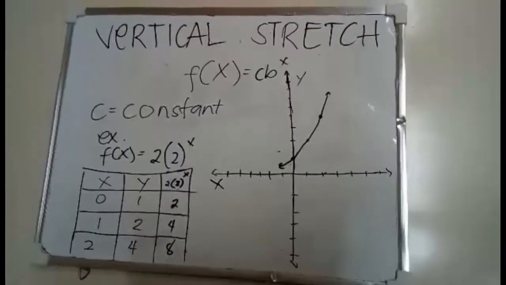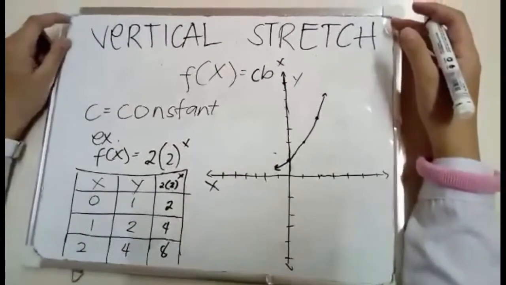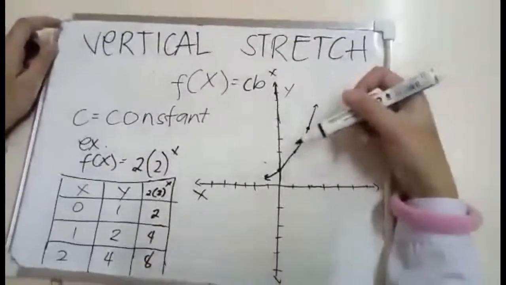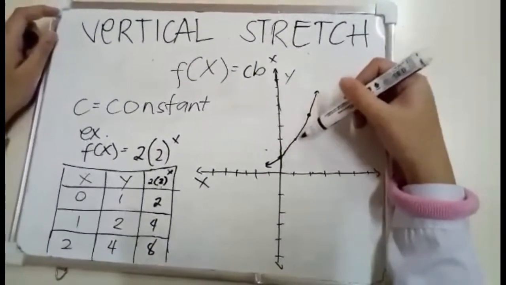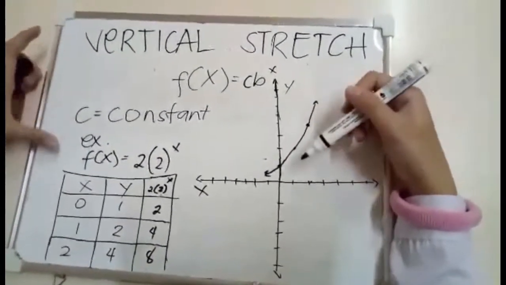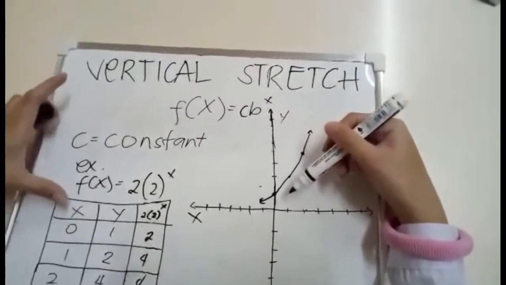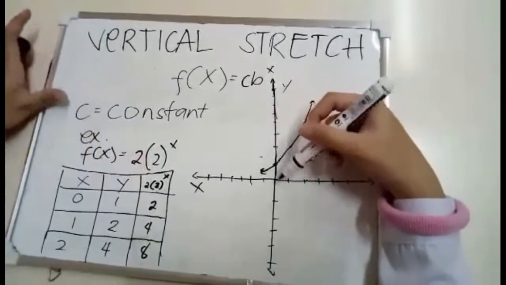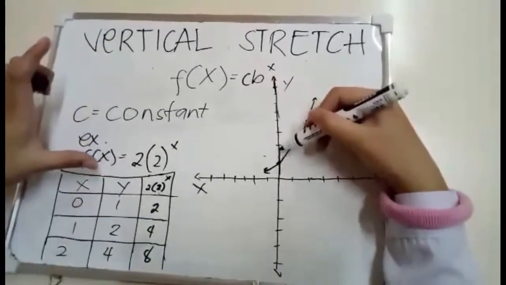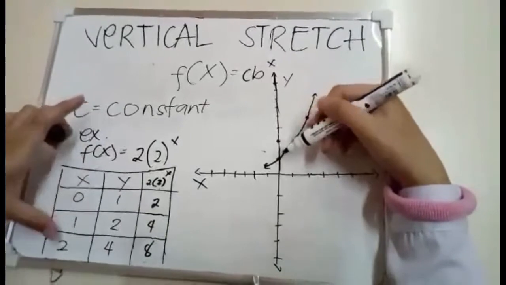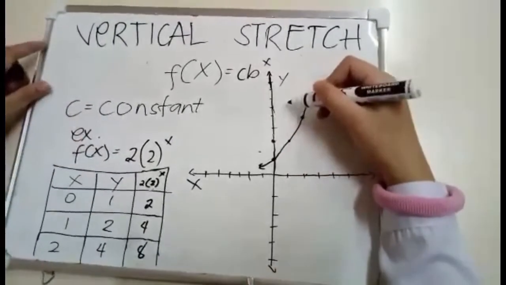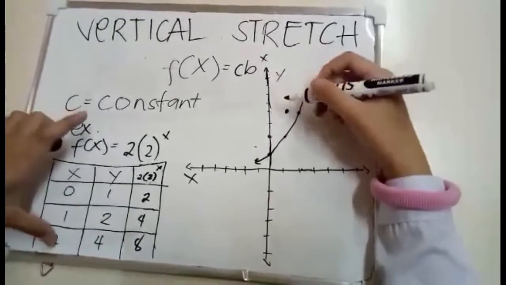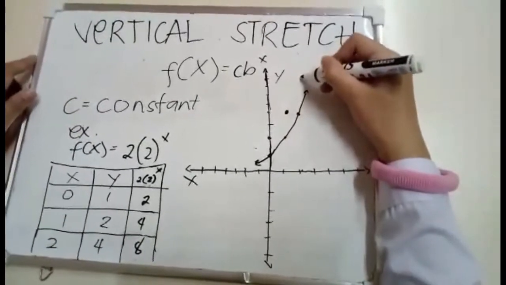Now I'm going to present vertical stretching. Let our first example be 2 times 2 raised to x. As you can see, here are the values of x and y. And now let's proceed to plotting the values of x and 2 times 2 raised to x. So first 0 and 2. Second 1 and 4. And lastly 2 and 8.